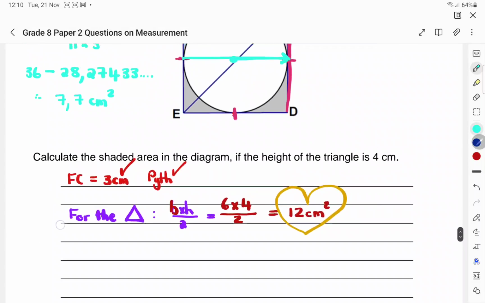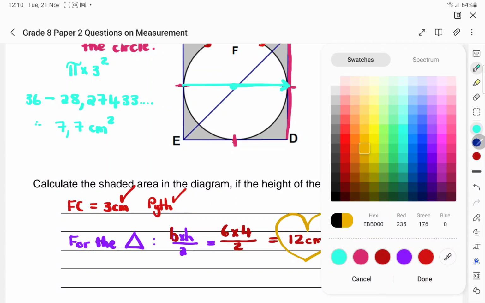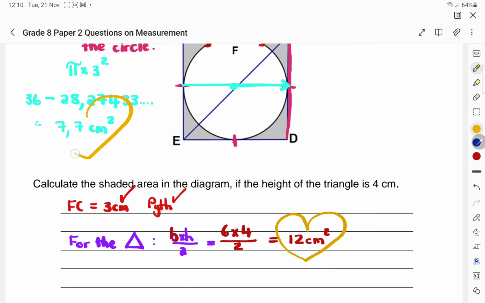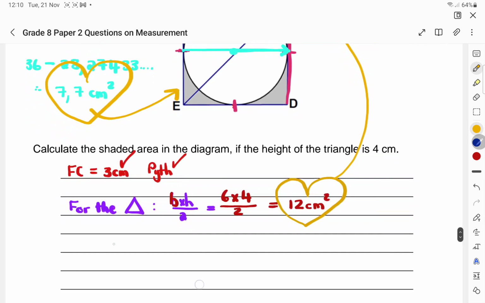Okay, so now I'm not done. The area of the bottom part is my other answer. So we've got the area of the top triangle shaded area, and now we've got the area of the bottom square shaded area. And so the total shaded area is going to be 12 plus 7.7, which gives you 19.7 centimeters squared.